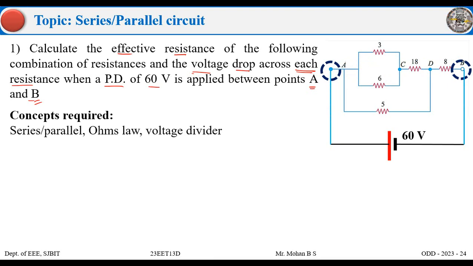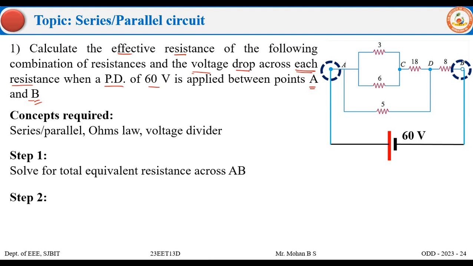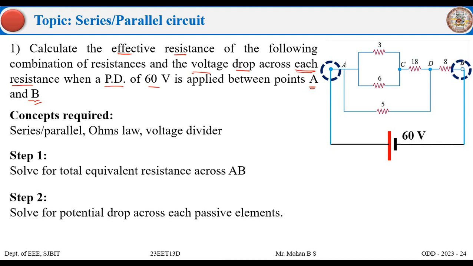The concepts required, as discussed, are series-parallel, Ohm's law, and voltage divider. Step 1: let us solve for the total equivalent resistance across A and B, and then find the potential across each passive element.